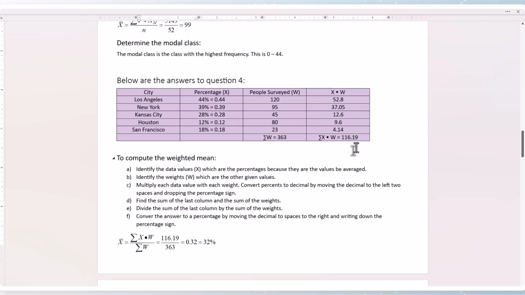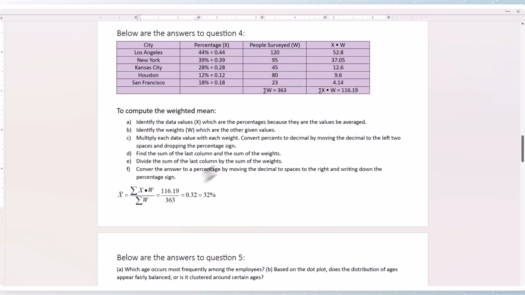116.19, and then divide. So the weighted mean is the sum of the last column divided by the sum of the weights. I'm rounding to two decimal places, 0.32. And at the very final step, since we want an answer that's a percentage, we convert the decimal back to a percent. Move the decimal over two spaces, write down the percentage.